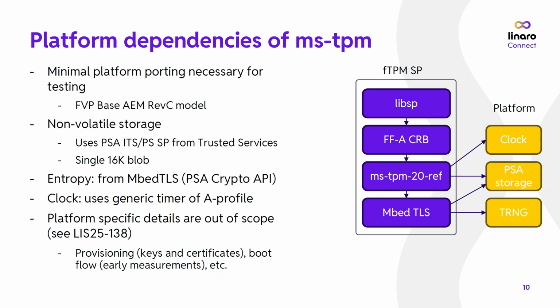MsTPM requires an entropy source that's provided by MbedTLS, which in turn relies on a TRNG device that's mapped into the SP, again using the SP manifest. For clock, I'm just using the generic timer defined by the A-profile architecture. But as I've said, platform-specific details are kind of out of scope for my work. This is just the bare minimum for testing, because there is another team at Arm who is working on porting these to real hardware and real-life platforms. So they have more information about those details like key provisioning and so on.